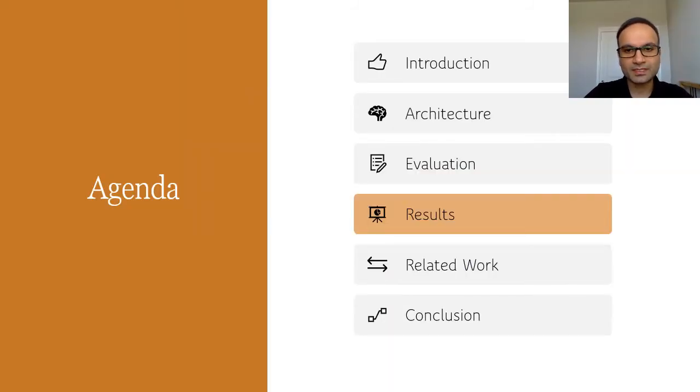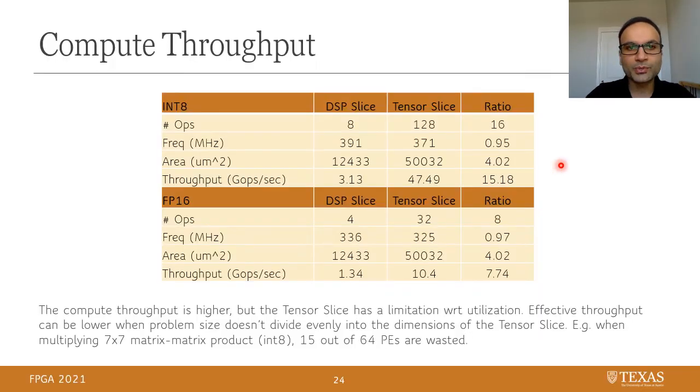Okay, let's look at some results now. Compute throughput. In int8 mode, the tensor slice has 15x compute throughput compared to a DSP slice. In FP16 mode, it has 7.7x compute throughput compared to a DSP slice.